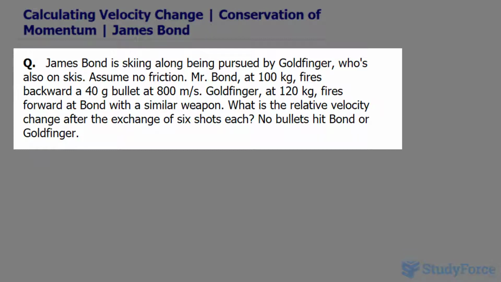Goldfinger at 120 kilograms fires forward at Bond with a similar weapon. What is the relative velocity change after the exchange of 6 shots each? No bullet hit Bond or Goldfinger, thank goodness.